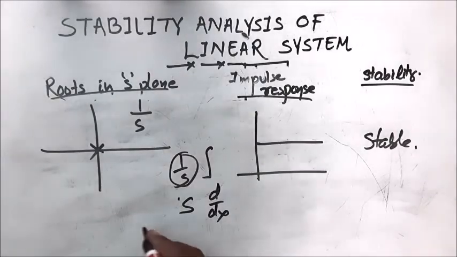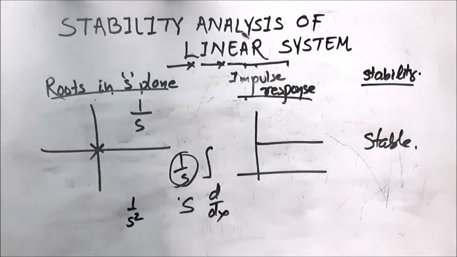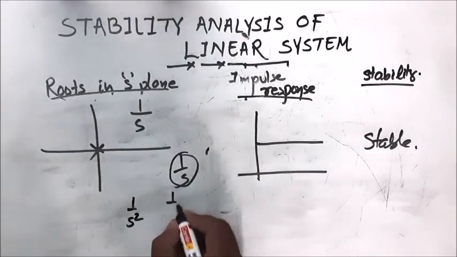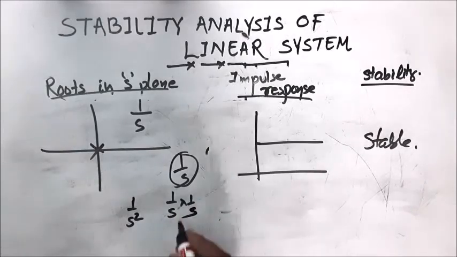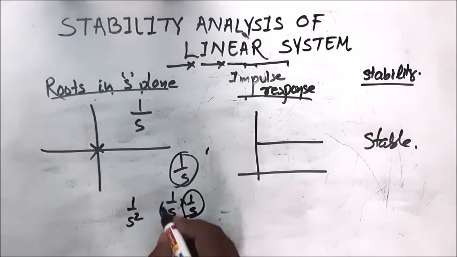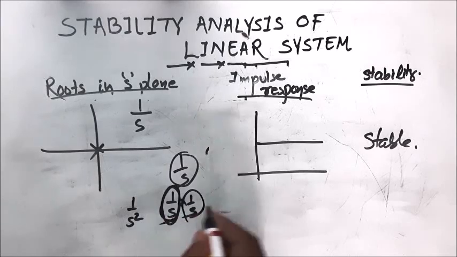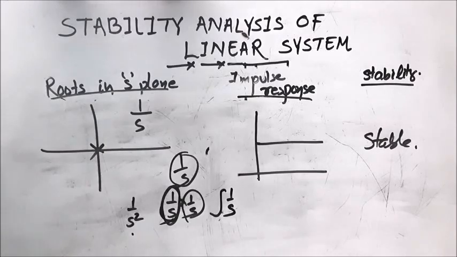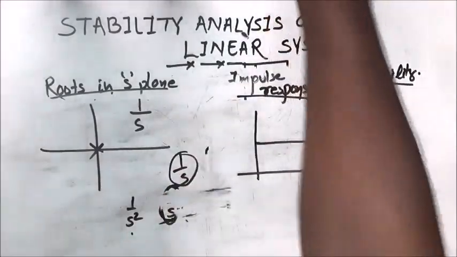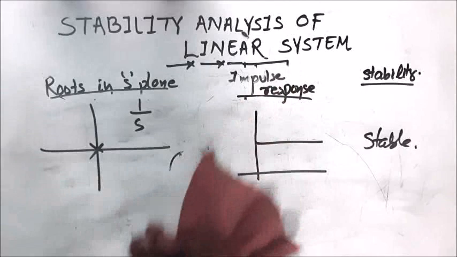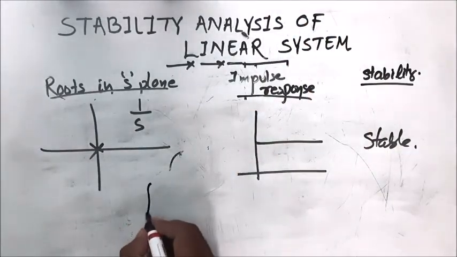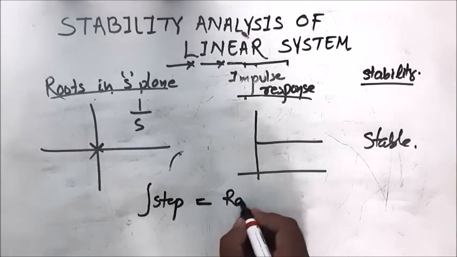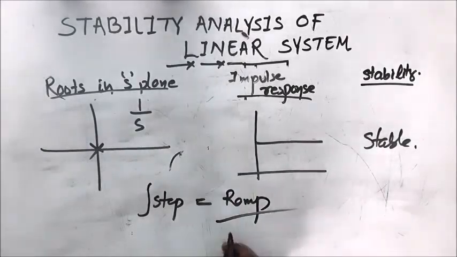So if you go for 1 by s square, that means 1 by s into 1 by s. If we make this a constant and integrate, we can say the integration of 1 by s is called 1 by s square. And we know, from the signal point of view, in the test signals I told you, the integration of a step is equal to the ramp signal. So we have studied these things.